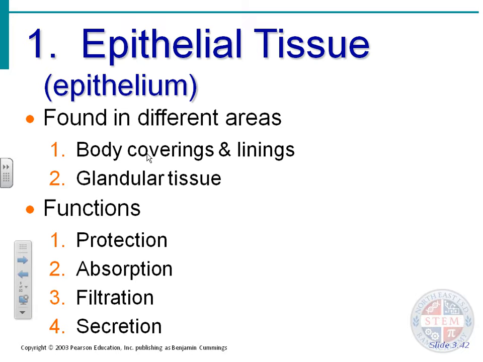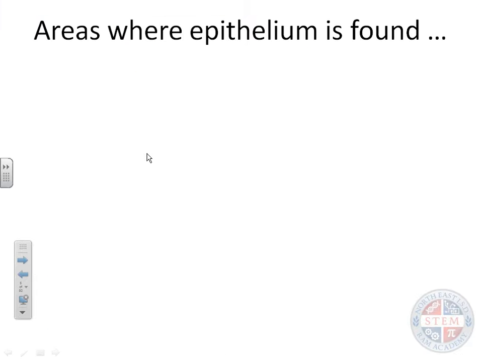Protection, of course, like your skin to protect you from the outside, keep you from drying out. Absorption is like the intestines to be able to absorb things into the body. Filtration is where we're going to filter things, like in the kidney where you filter and clean your blood. Secretion is like in your stomach where it's going to secrete, or glands where they'll secrete things out into the body for use.